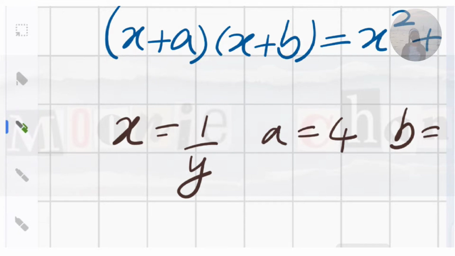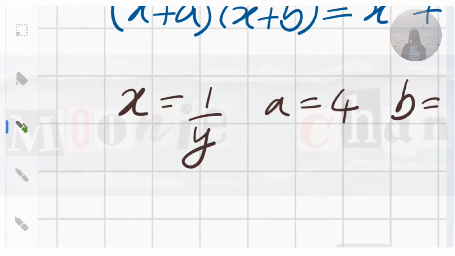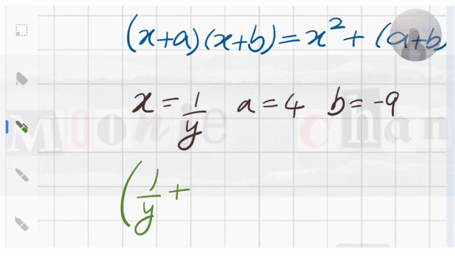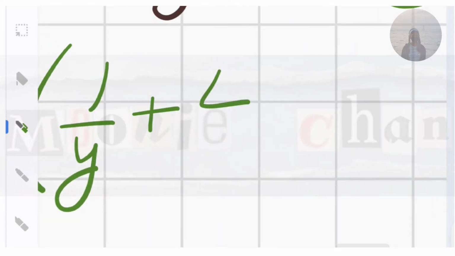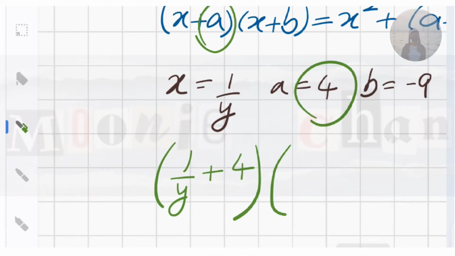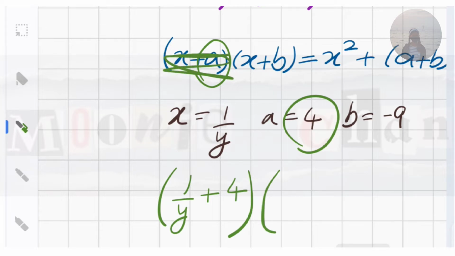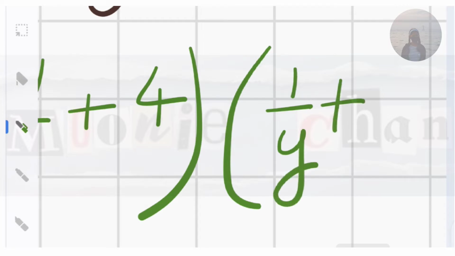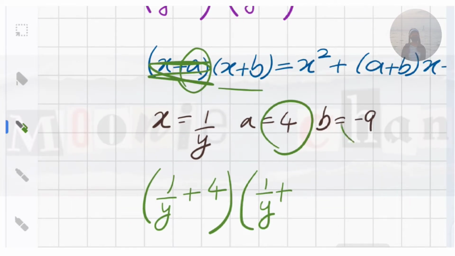Now what is x equal to? It is 1 upon y. So we'll write 1 upon y. What is up with my handwriting? Okay, 1 upon y plus a. Now a is 4, so we'll write 1 upon y plus 4. Now x plus a is done. Now x plus b. What is x? X is 1 upon y, as we can see. Let's write 1 upon y plus b. X plus b, and b is -9.